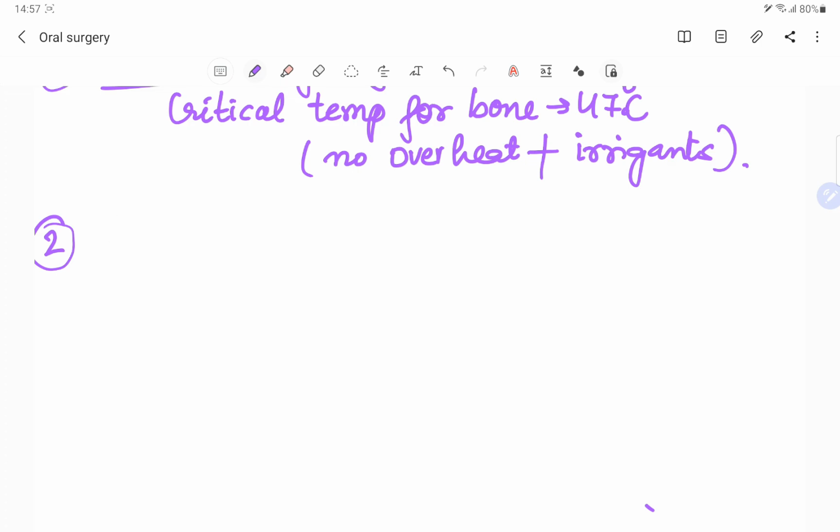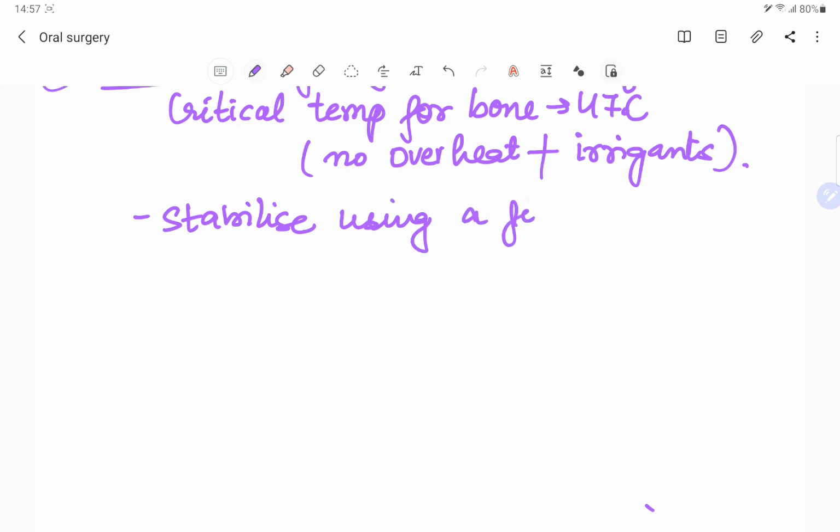So you are going to stabilize these fragments with the help of a fixator also, using a fixator or the distraction device. It can be extraoral, it can be intraoral also.